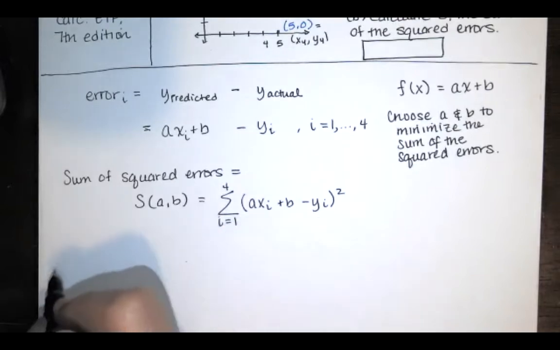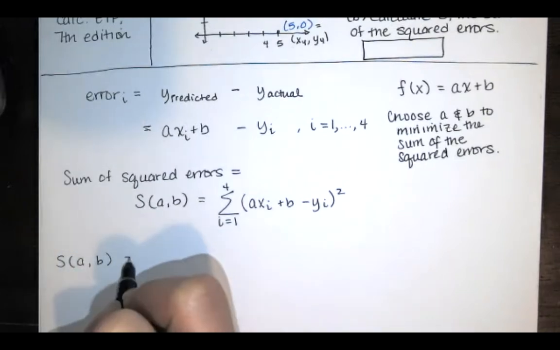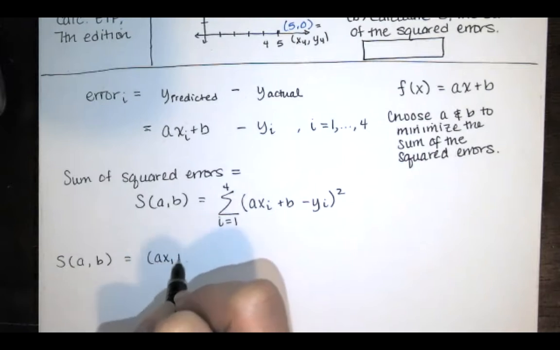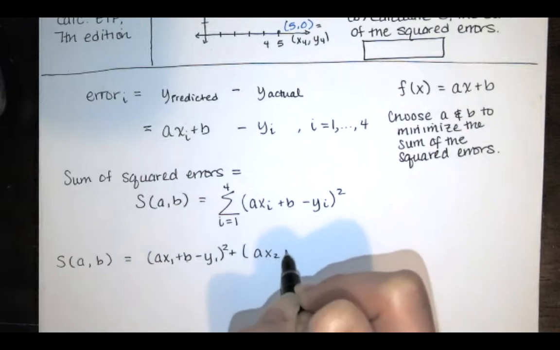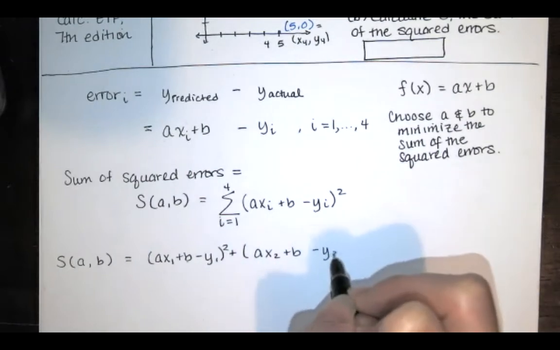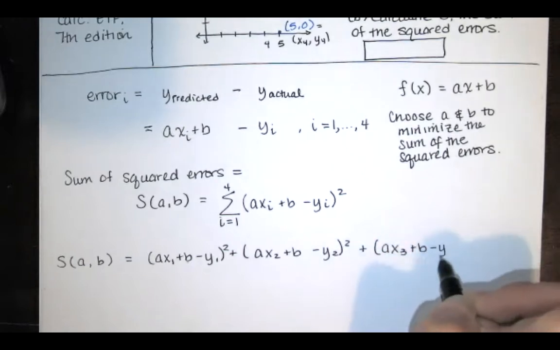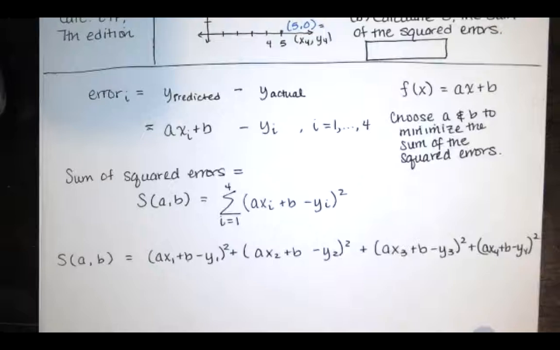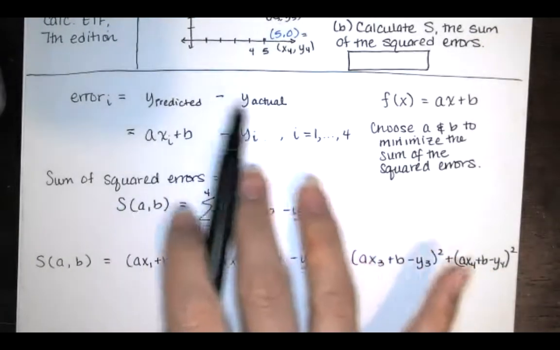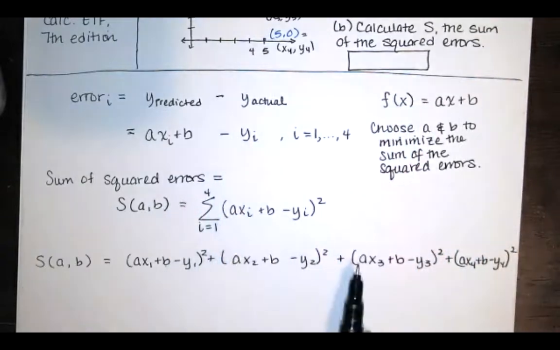Now, if we want to, we can actually plug in our x sub i and y sub i as well. So we're going to have a times x1 plus b minus y1 squared, a times x sub 2 plus b minus y2 squared, a times x sub 3 plus b minus y sub 3 squared. And then the last one is going to look just like the others, but with x sub 4 and y sub 4. Now, what I want you to see is that these are differences between y values. This is the y value predicted by this line, and this is the actual y value in our ordered pair.